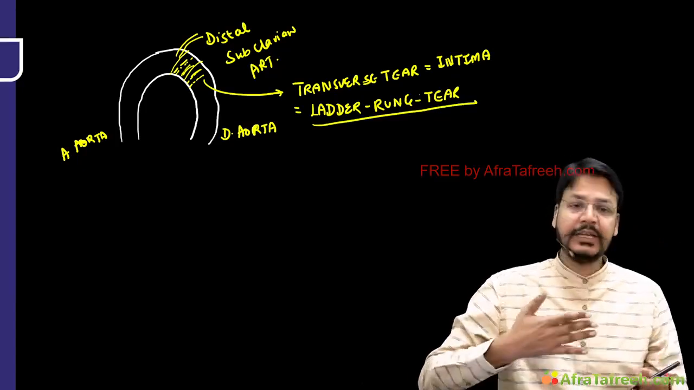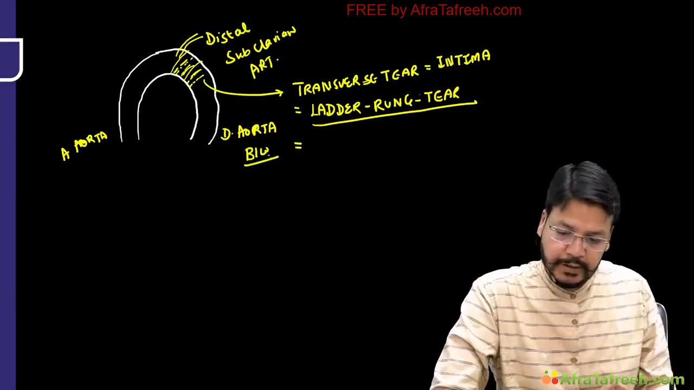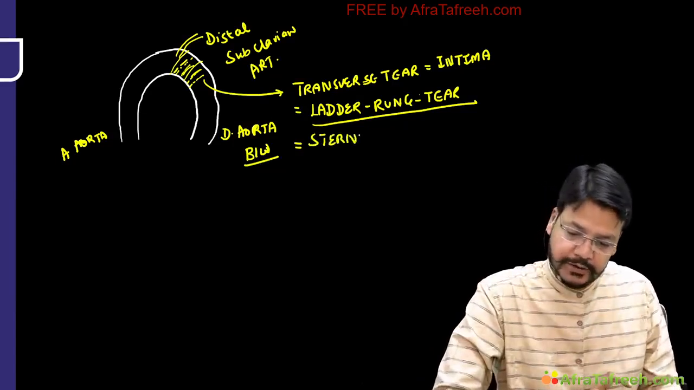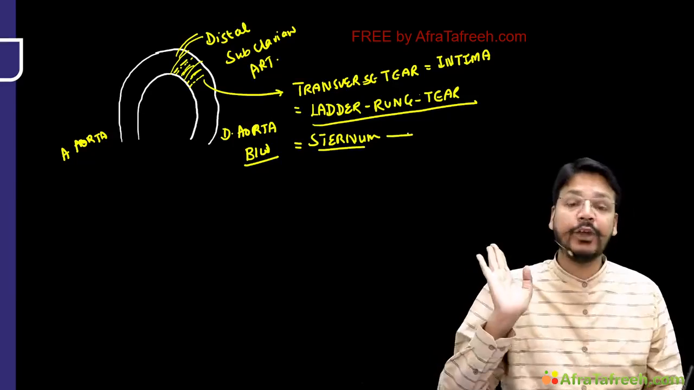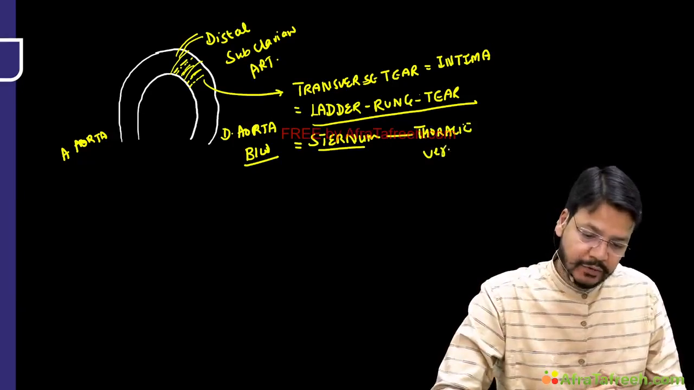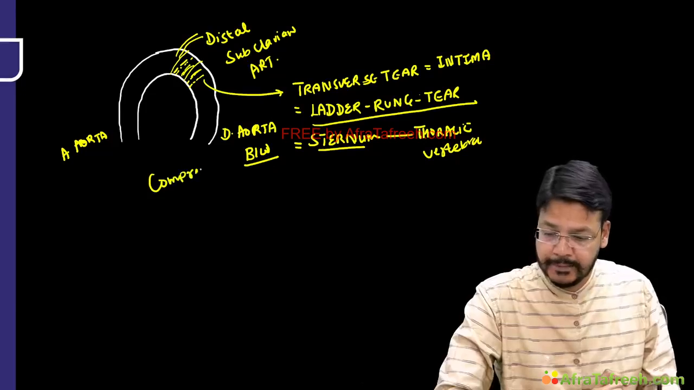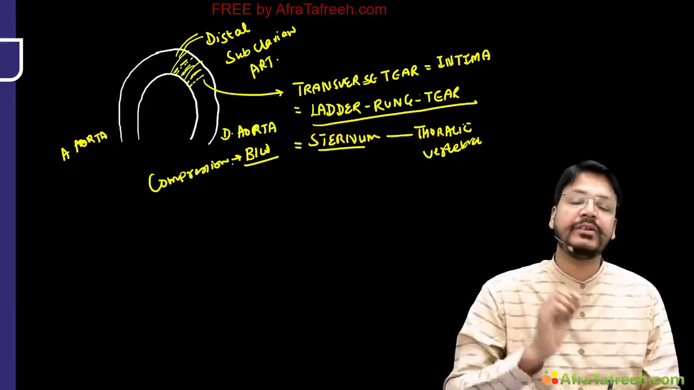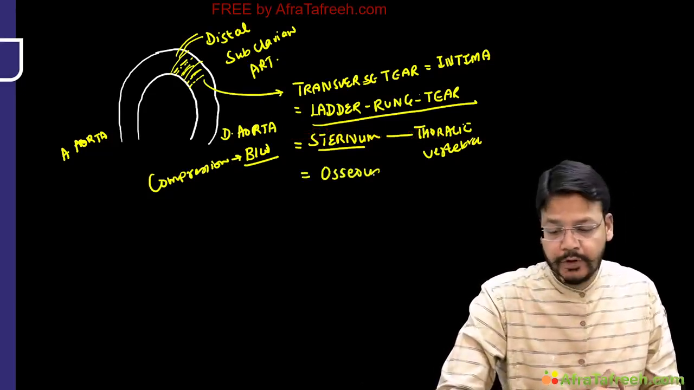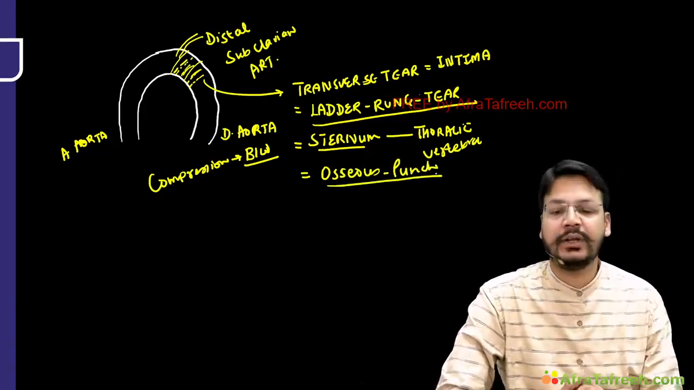And my dear friend, with the steering wheel, there will be compression between the sternum, because in front of the aorta you have the sternum and in the back you have the thoracic vertebra. So there is a compression between sternum and thoracic vertebra. This phenomenon is known as osseous punch.